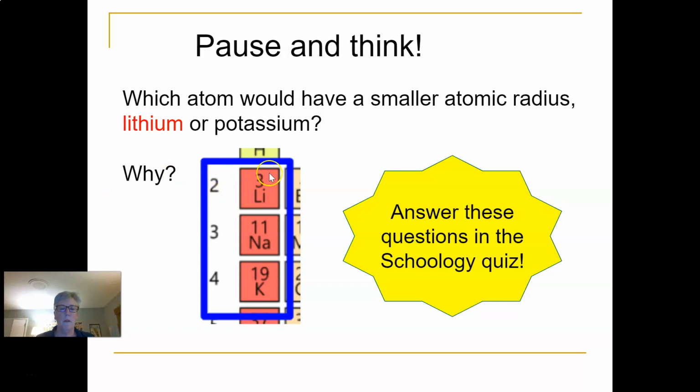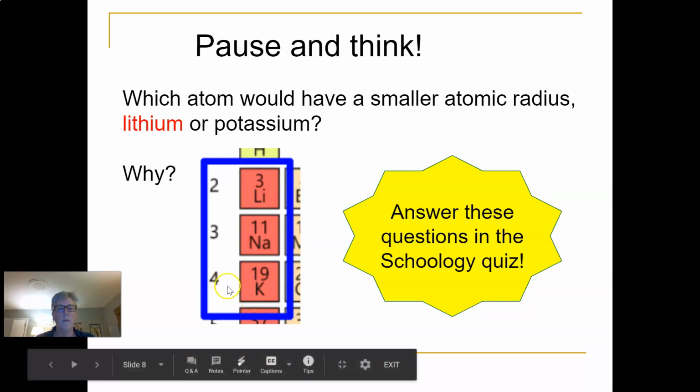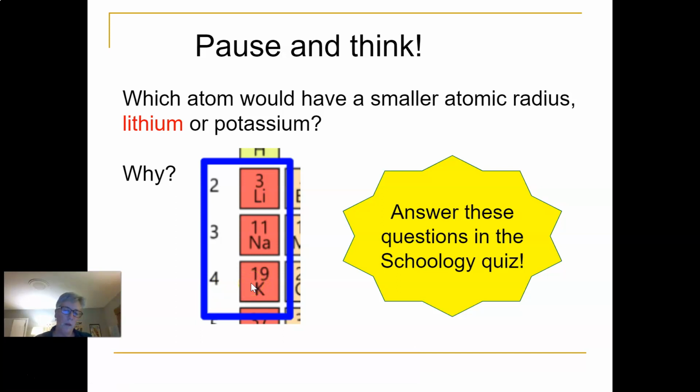Because lithium only has 2 energy levels, or I should say its outermost electrons are in the 2nd energy level. For potassium, the outermost electrons are in the 4th energy level, which is farther away. So the force is going to be less. So the potassium electrons will not be pulled in as tightly, and the radius will be larger.